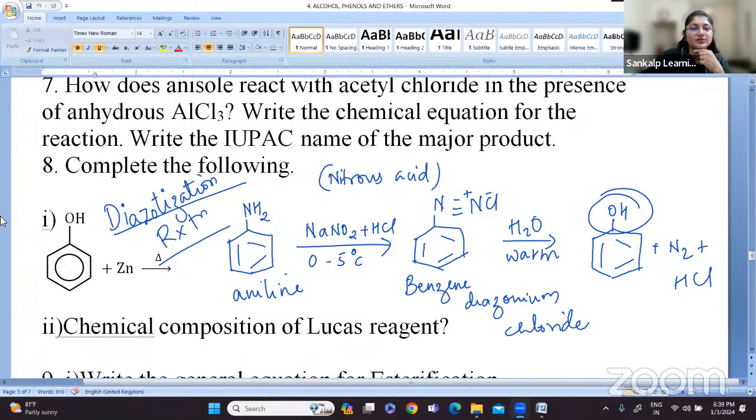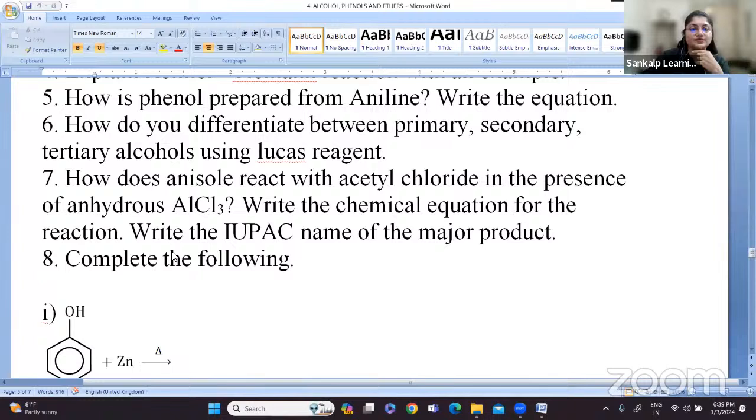So moving further, next question. How do you differentiate between primary, secondary, tertiary alcohols using Lucas reagent? So this also we have seen. Before that, what is Lucas reagent, students? We have discussed this.